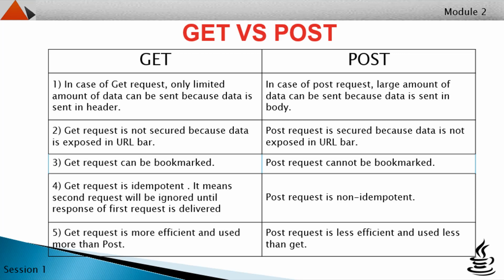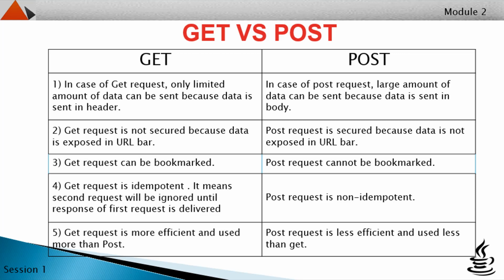In case of a GET request, only a limited amount of data can be sent because data is sent in the header. But in case of a POST request, a large amount of data can be sent because data is sent in the body. A GET request is not secured because data is exposed in the URL bar. But a POST request is secured because data is not exposed in the URL bar. A GET request can be bookmarked. But a POST request cannot be bookmarked.